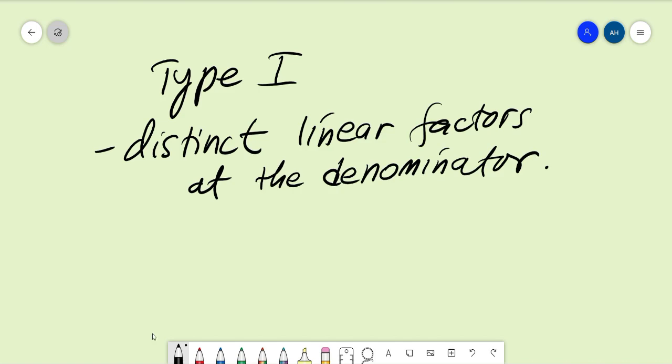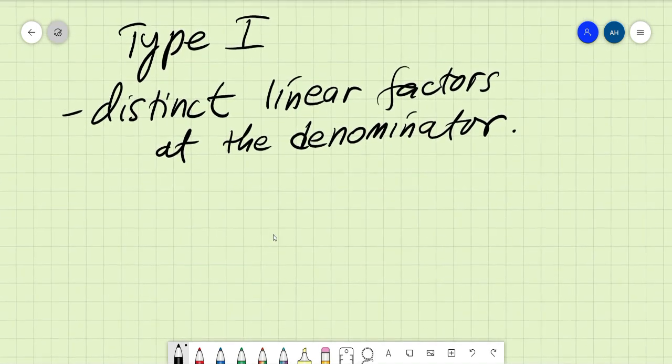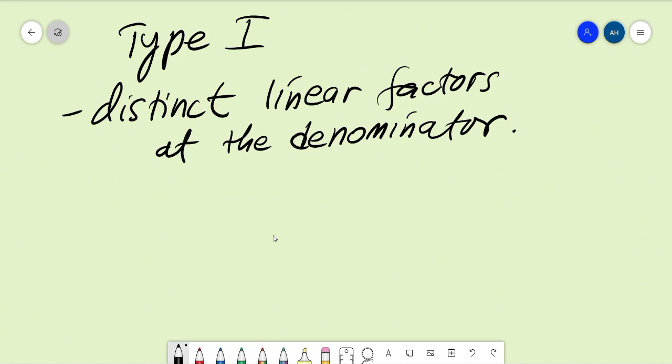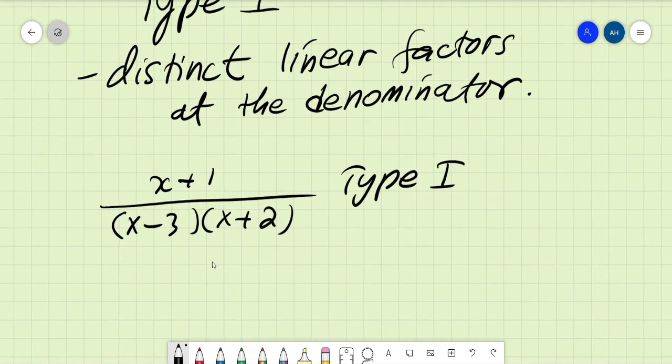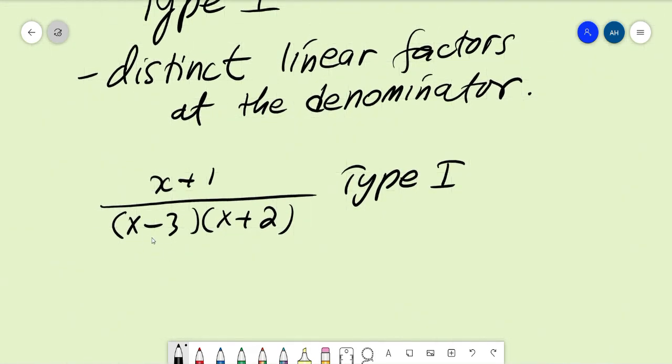Okay, for example, if we have rational functions like this, x plus 1 over, we have x minus 3 at the denominator multiplied by x plus 2. So this is an example of partial fraction type 1, because at the denominator we have factors that are different, x minus 3 and the other one is x plus 2.